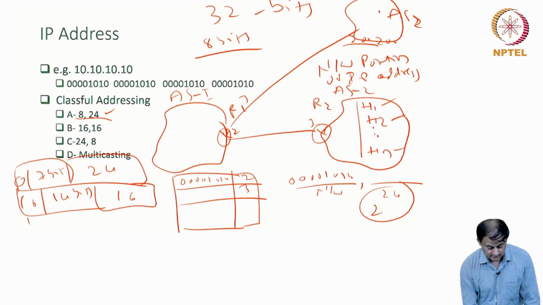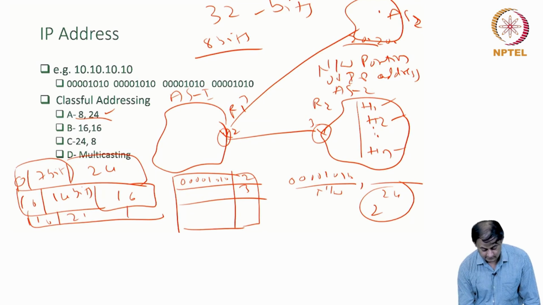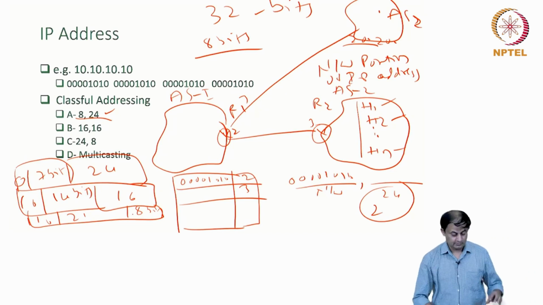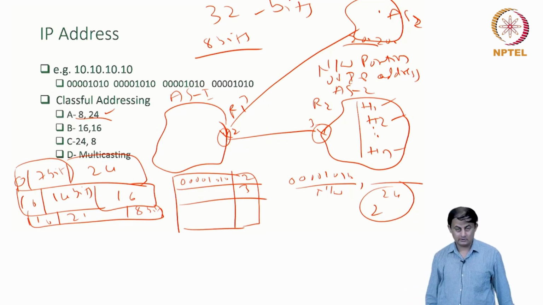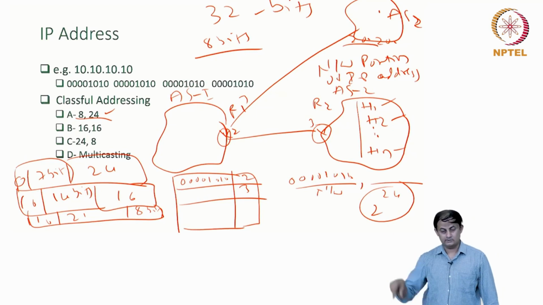Similarly, a class C address is identified by 110, and this reserves 24 bits, including this 110, meaning 21 bits for the network portion, and then the last 8 bits for the host portion. So, if you use a class C address, then the maximum number of hosts that you can have is 2 to the power of 8, and the maximum number of distinct networks or autonomous systems that you can have is 2 to the power of 21. If you use class B, then you use 14 bits, so 2 to the power of 14 different networks, and 2 to the power of 16 distinct hosts within each of those networks.